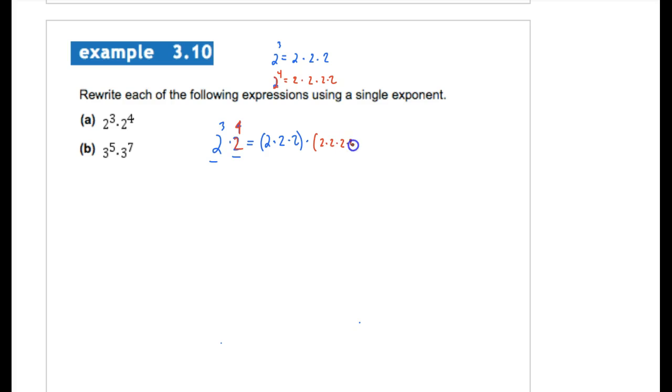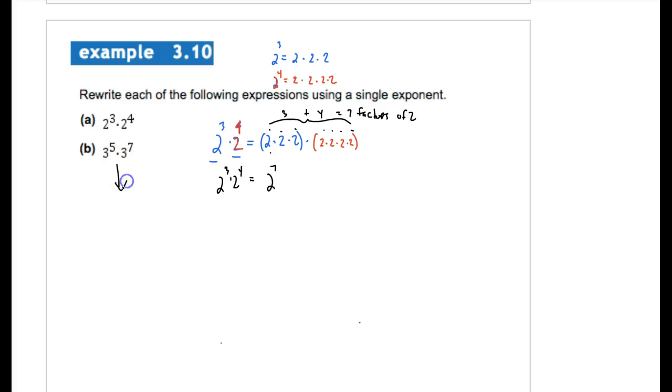So this is how you would do it if you didn't know the laws of exponents and just knew the definition of what we're dealing with here. And so in the end, 2 to the power 3 times 2 to the power 4 is equal to 2 to the power of, and you count 1, 2, 3, 4, 5, 6, 7 all together. There are 3 plus 4 equals 7 factors of 2, and so that's why this answer is 2 to the power of 7.